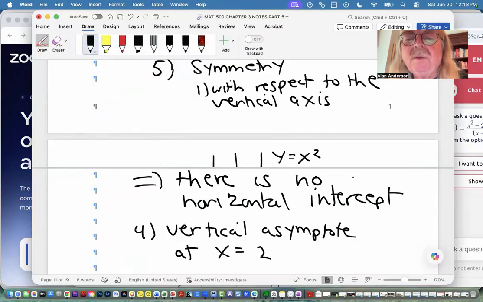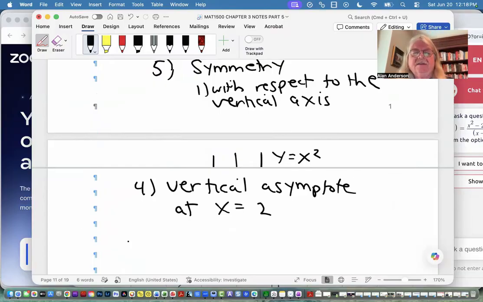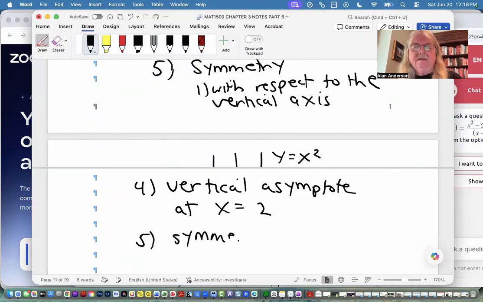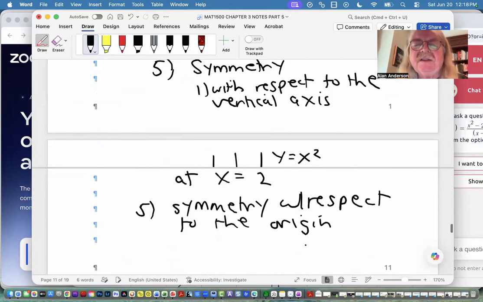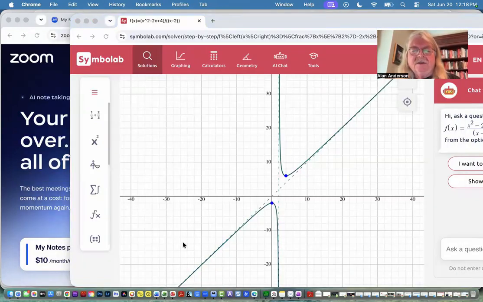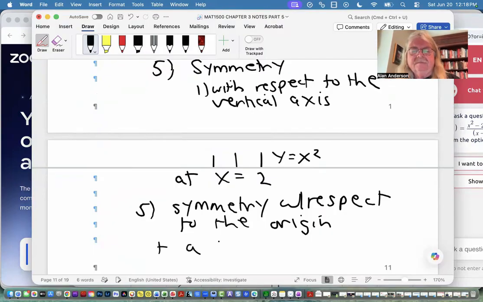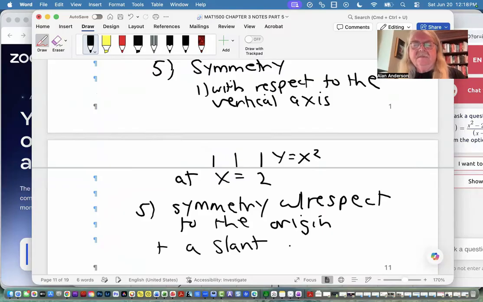And so what we actually have here is symmetry with respect to the origin. We also have something called a slant asymptote. What is that supposed to mean?